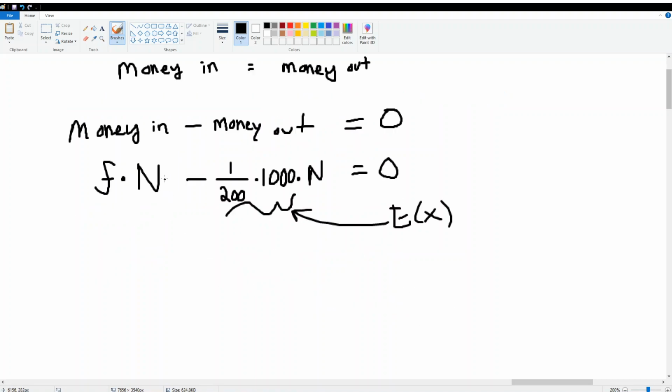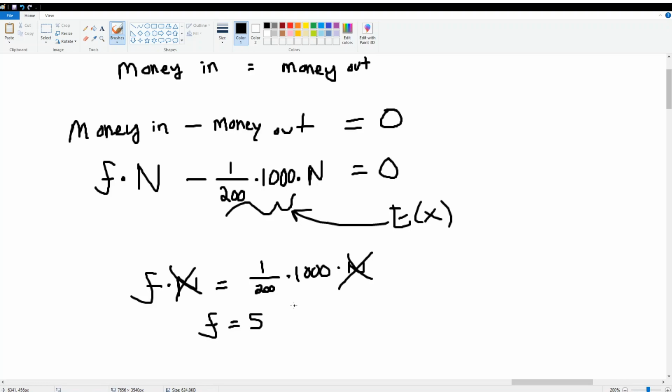Well, we can divide everything by n. Why? Simple. Let's divide both sides. So we have F times n is equal to 1 out of 200 times 1,000 times n. The n's cancel out. So F is equal to 1 over 200 times 1,000. That's fine. So a fair premium would be $5.